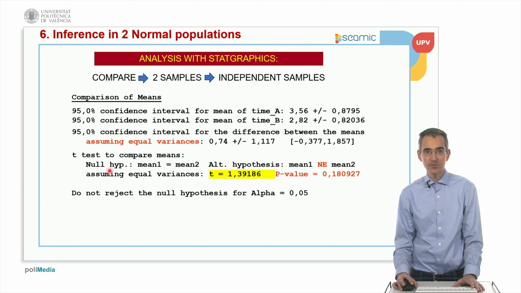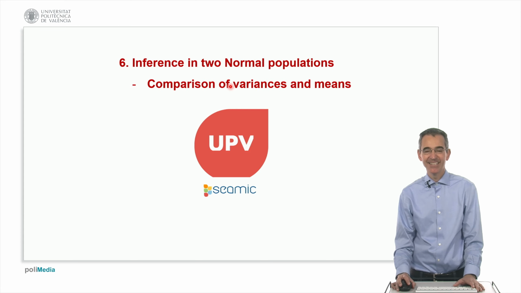The option is this: compare two samples, independent samples. And then this is what I have explained here in this video about comparison of variances and means.